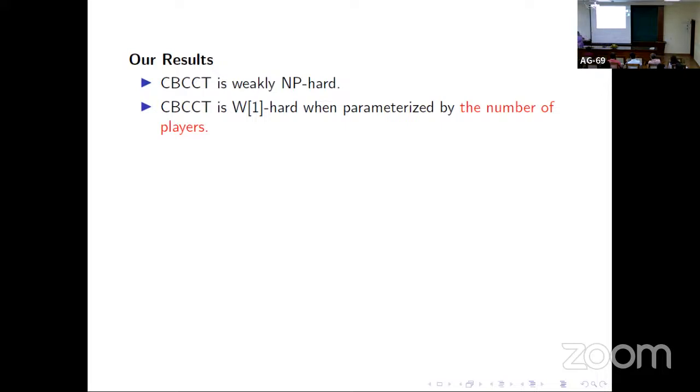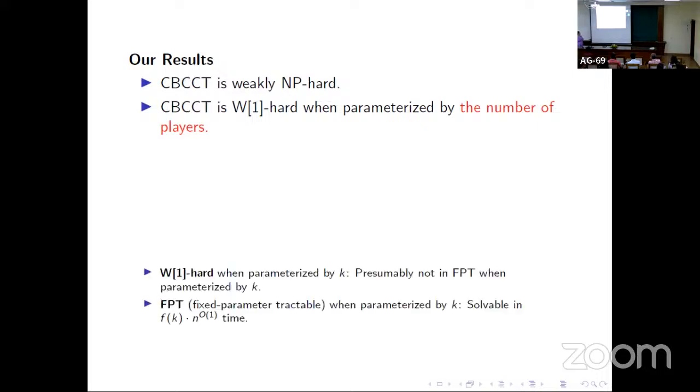So we first prove that this problem is W1 hard. For those of you who don't know what W1 hard is, it means that under certain assumptions the problem is not FPT, which is fixed parameter tractable, which means that when parameterized by K, there does not exist any algorithm that solves the problem in this much running time. So in parameterized complexity, we seek FPT algorithms where the exponential blowup is allowed only in this parameter. For the rest of the input, it should be polynomial in time. So we prove that if the parameter is the number of players, then this problem is W1 hard.